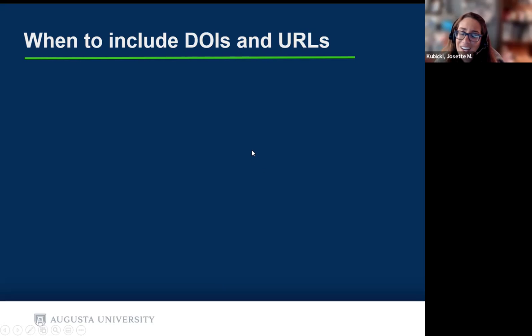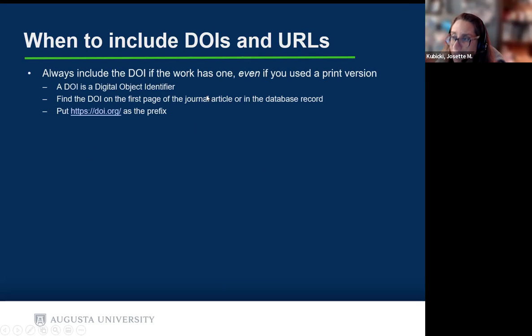All right, so I can't help but reiterate this. I've said this a couple of times already, but it's very important to know when to include DOIs and URLs. So always include the DOI if the work has one. If there is a digital object identifier, you provide it, even if you use a print version and didn't access it digitally, APA still wants you to provide it. You would often find the DOI on the first page of the journal article or in the database record. And if you generate the citation from Galileo, usually it will include the DOI.